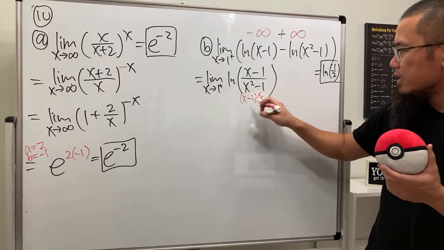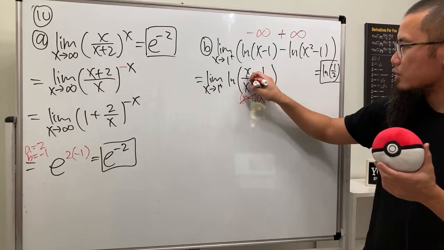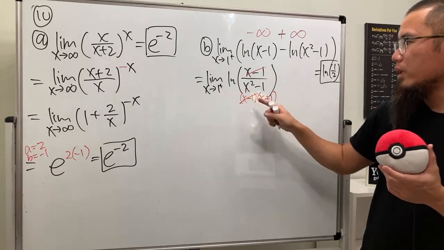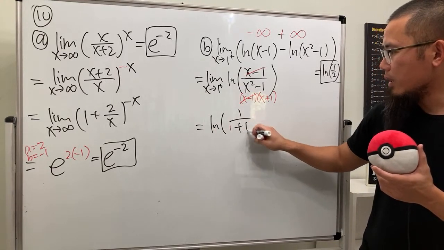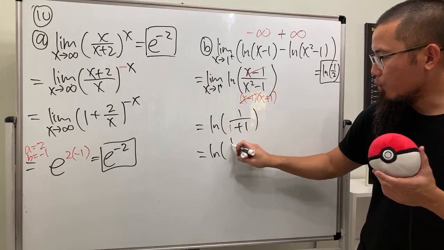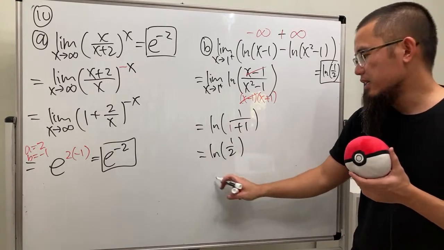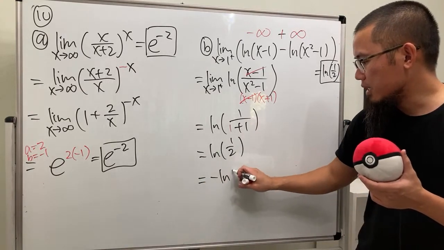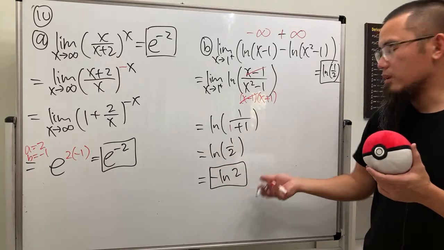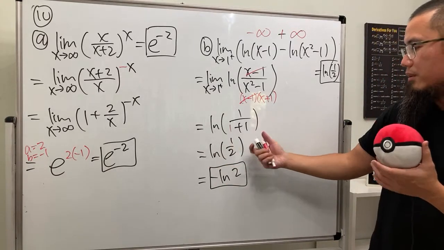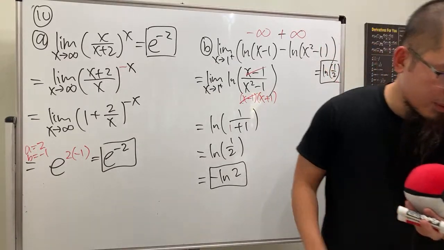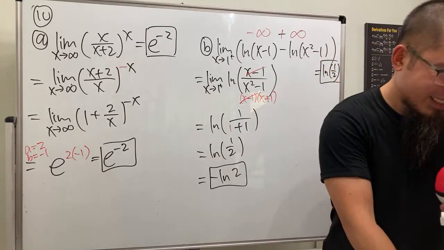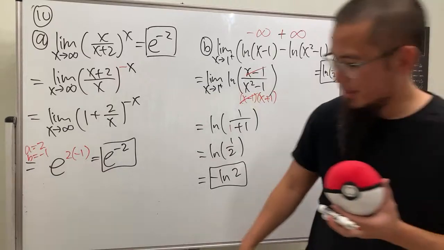Factor the bottom, we get x minus 1 times x plus 1, cancel this out, and then we can just plug in 1 in here. So you see this is just ln of 1 over 1 plus 1, which is just ln of 1/2. And in fact, this is a negative number. This is the same as negative ln2. So however you answer the question like this, that's totally fine. So that's it. Cool. All right.